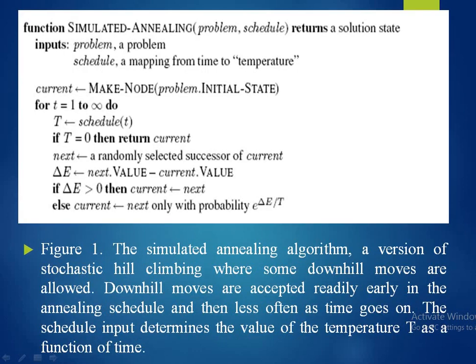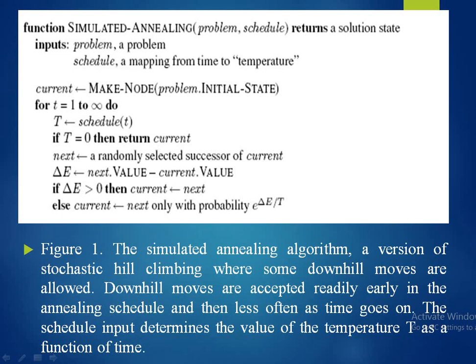So figure 1 shows the simulated annealing algorithm, which is a version of stochastic hill climbing where some downhill moves are allowed. Downhill moves are accepted readily early in the annealing schedule and then less often as time goes on. The schedule input determines the value of the temperature T as a function of time. So what is this function?